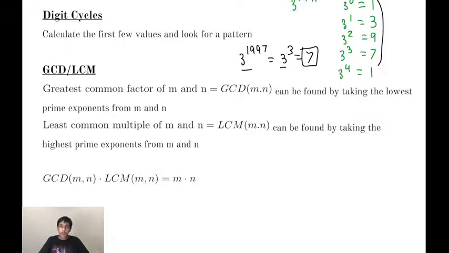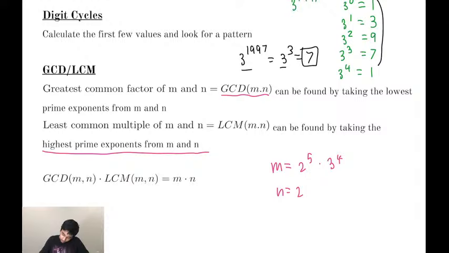And other very important facts are that the greatest common divisor of m and n, or the GCD, can be found by taking the lowest prime exponents from m and n. And the LCM, or least common multiple, can be found by taking the highest prime exponents from both m and n. So say we had a number m equal to 2 to the 5 times 3 to the 4, and n equal to 2 to the 6 times 3 squared. The GCD would just be taking the lowest exponents, 5 and 2. And for the LCM, we would just take the highest exponents, so 6 and 4.